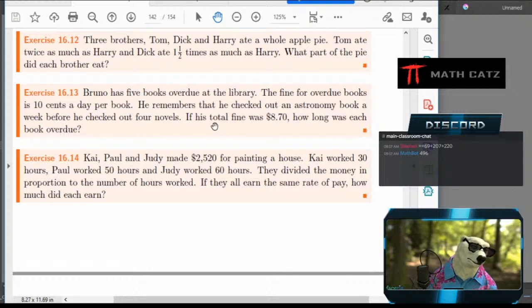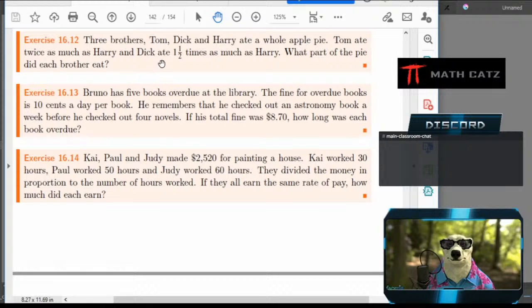All right. 1612 is the next one. 3 brothers, Tom, Dick, and Harry, ate a whole apple pie. Tom ate twice as much as Harry, and Dick ate 1.5 times as much as Harry. What part of the pie did each brother eat?